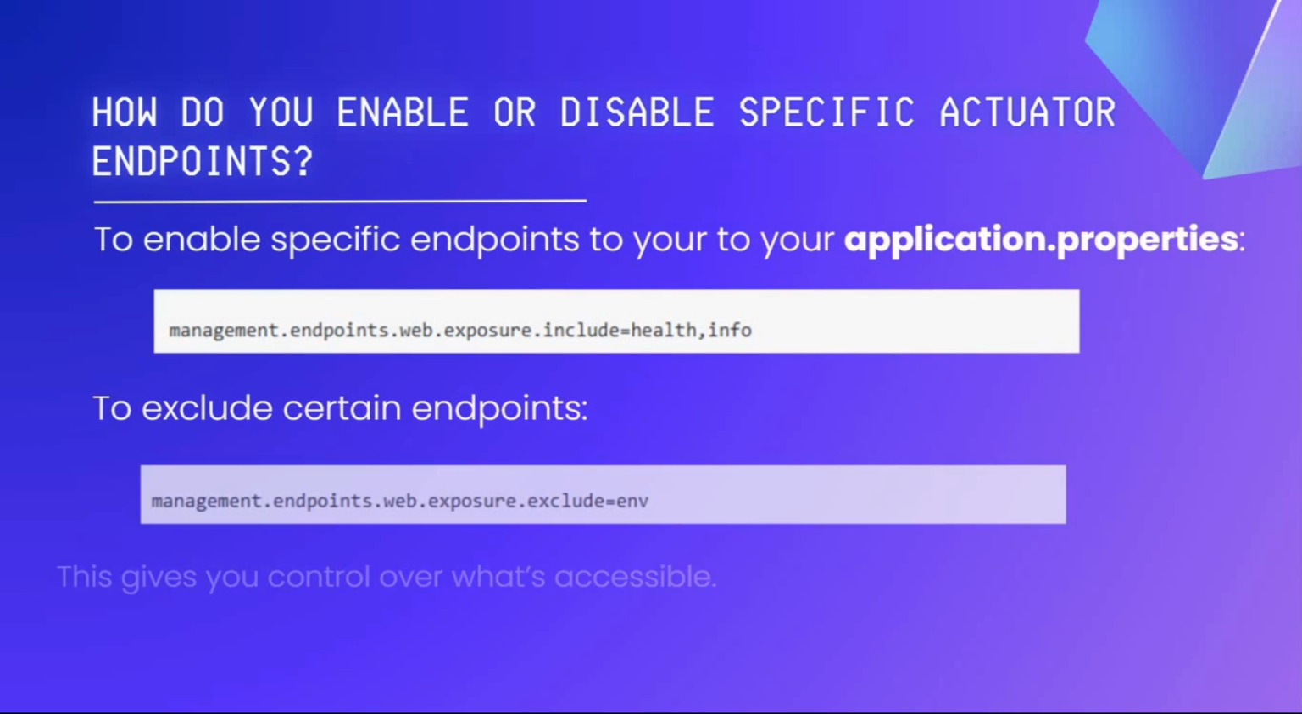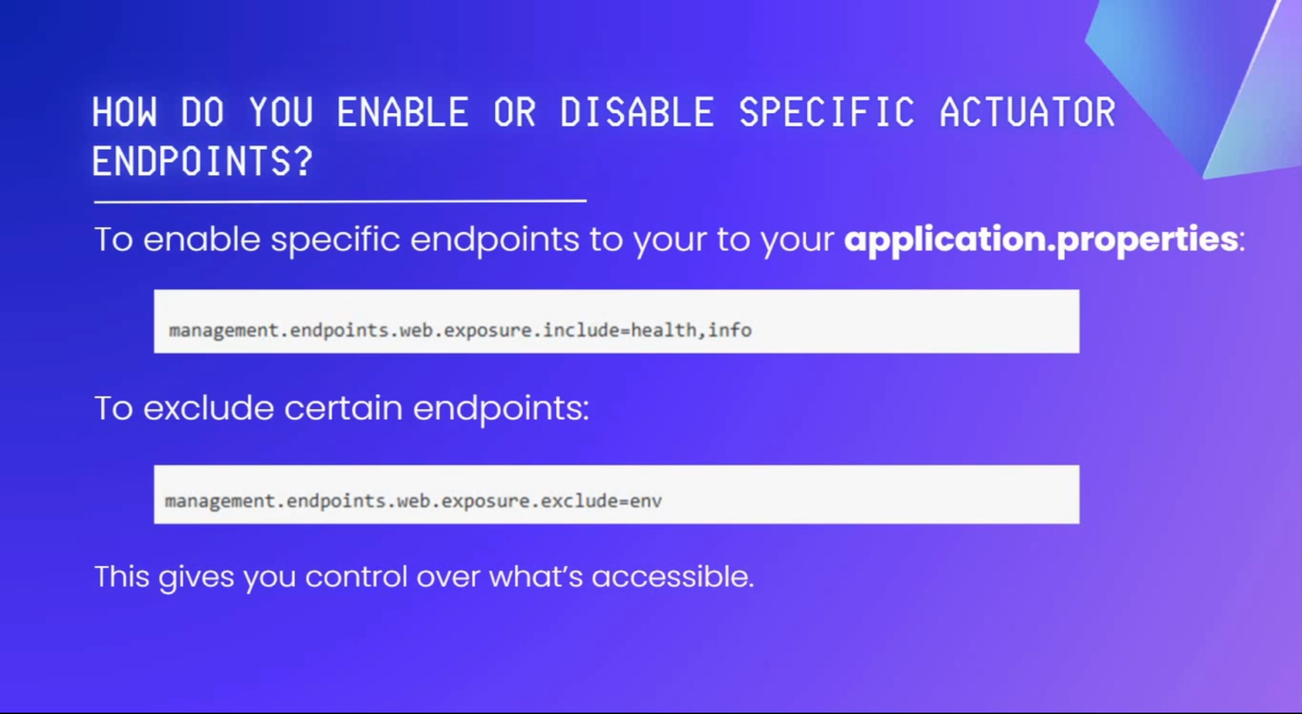To enable or disable Actuator endpoints, use your application properties file. For example, to enable the env endpoint, add management.endpoint.env.enabled=true. To disable metrics, add management.endpoint.metrics.enabled=false. You can also control which endpoints are available over HTTP with management.endpoints.web.exposure.include=health,info. This helps keep your app secure and shows only what you want.